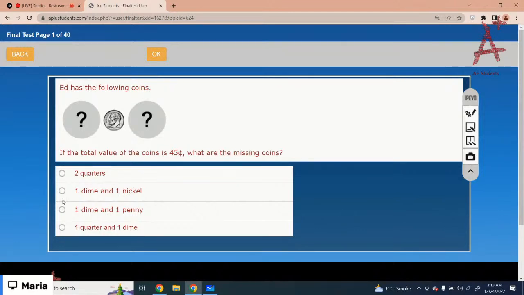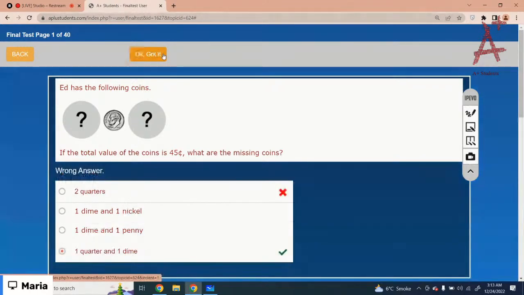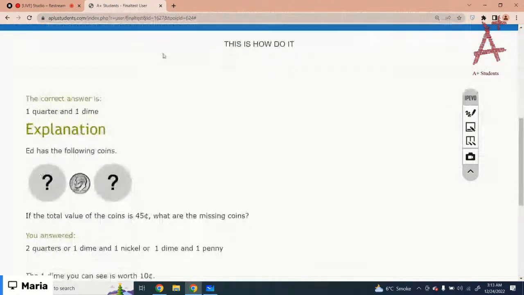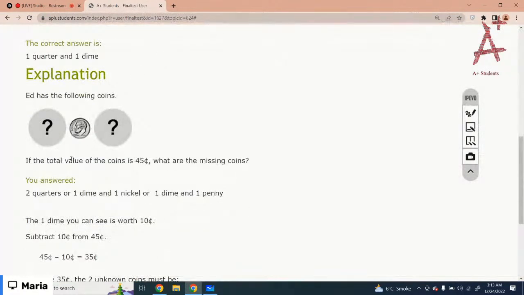It would be 2 quarters. I am just guessing the answers. Oh, it would be 1 quarter and 1 dime. Got it? We can just look for the explanation. Yes, it would be the 1 dime you can see is worth 10 cents. That means the given coin is the dime. Got it? So it would be 1 dime.